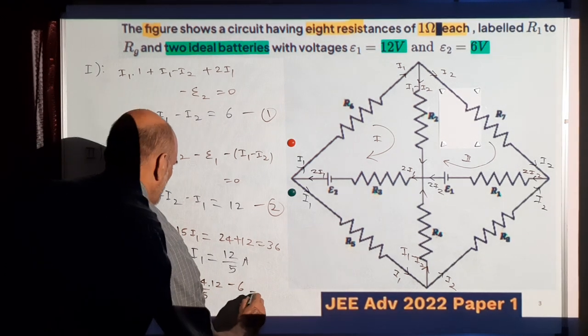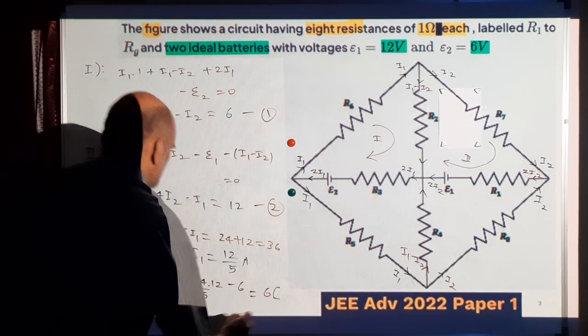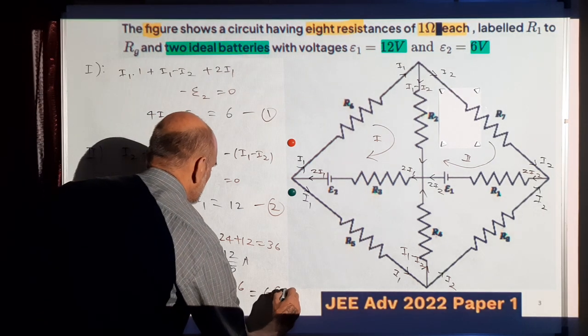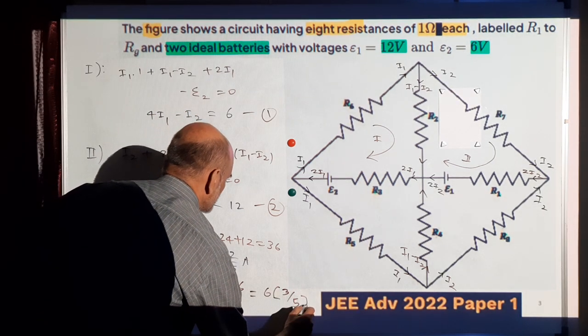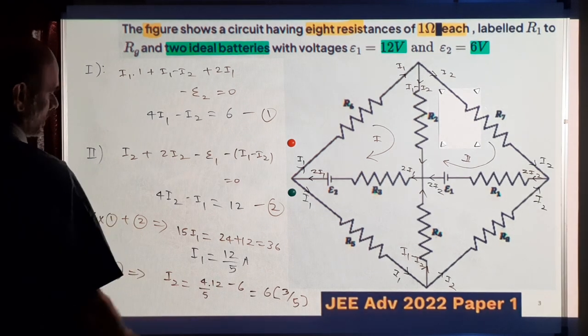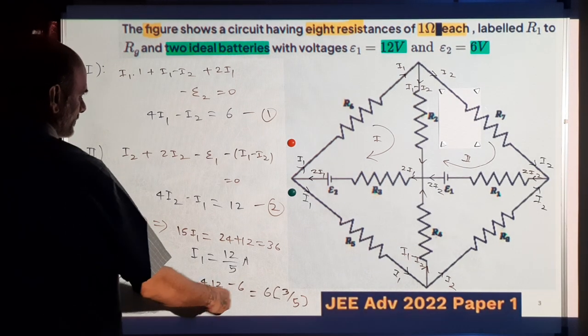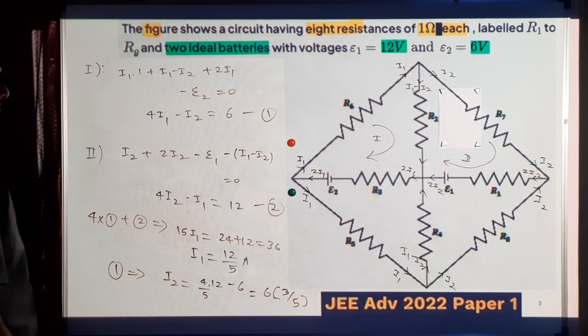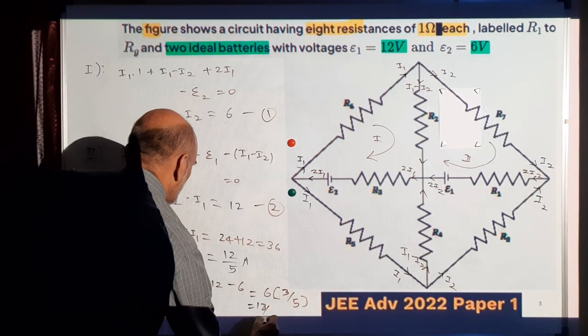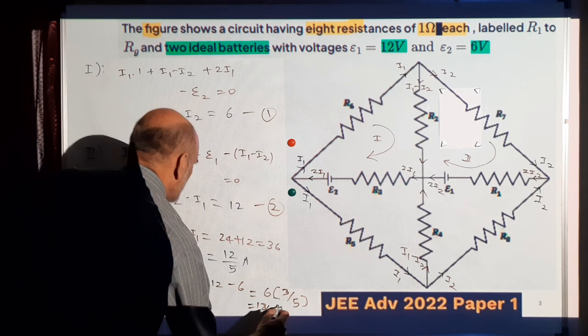So if we take 6 outside, this will become 8 by 5 minus 1. So it will become 3 by 5. Simple calculation. Take 6 outside, this will become 1, so this will become 8. So 8 by 5 minus 1, which is 3 by 5, which is 18 by 5 amperes.